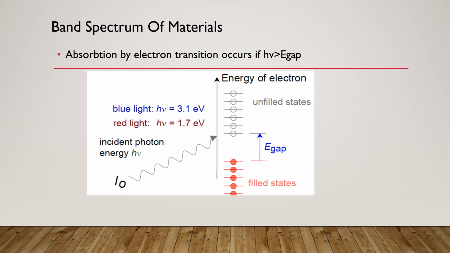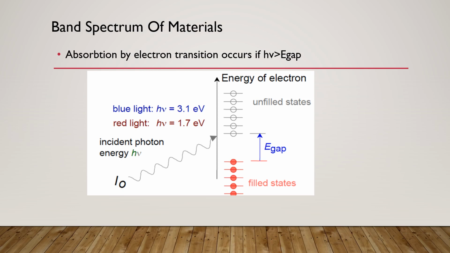Here is given the band spectrum of materials. Absorption by electron transition occurs only if the hν, which means the energy of the incoming photon, is greater than the energy gap. You can see in the diagram that the energy gap is present between filled states and unfilled states.